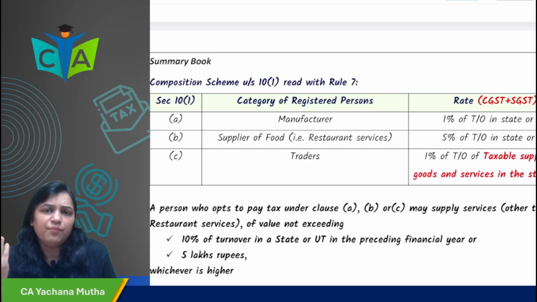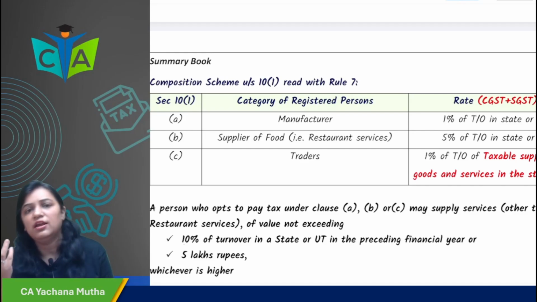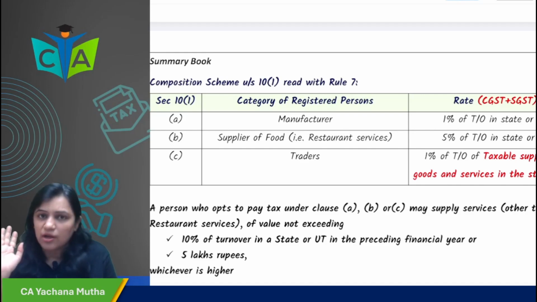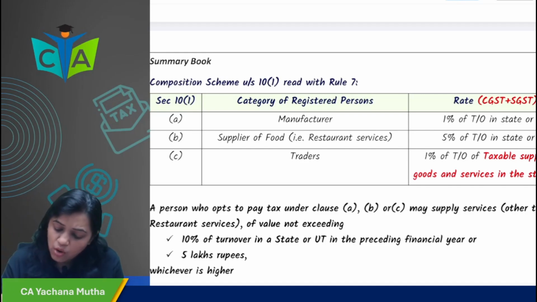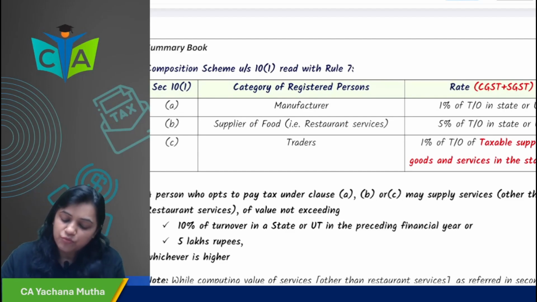For example, you are in Maharashtra, and the aggregate turnover comes to say 1.2 crore. Are you eligible for the composition scheme in the current year? Yes, you are very well eligible for the composition scheme. Now, on what you will pay the tax, we'll see. So now you have to see the category of the registered person.